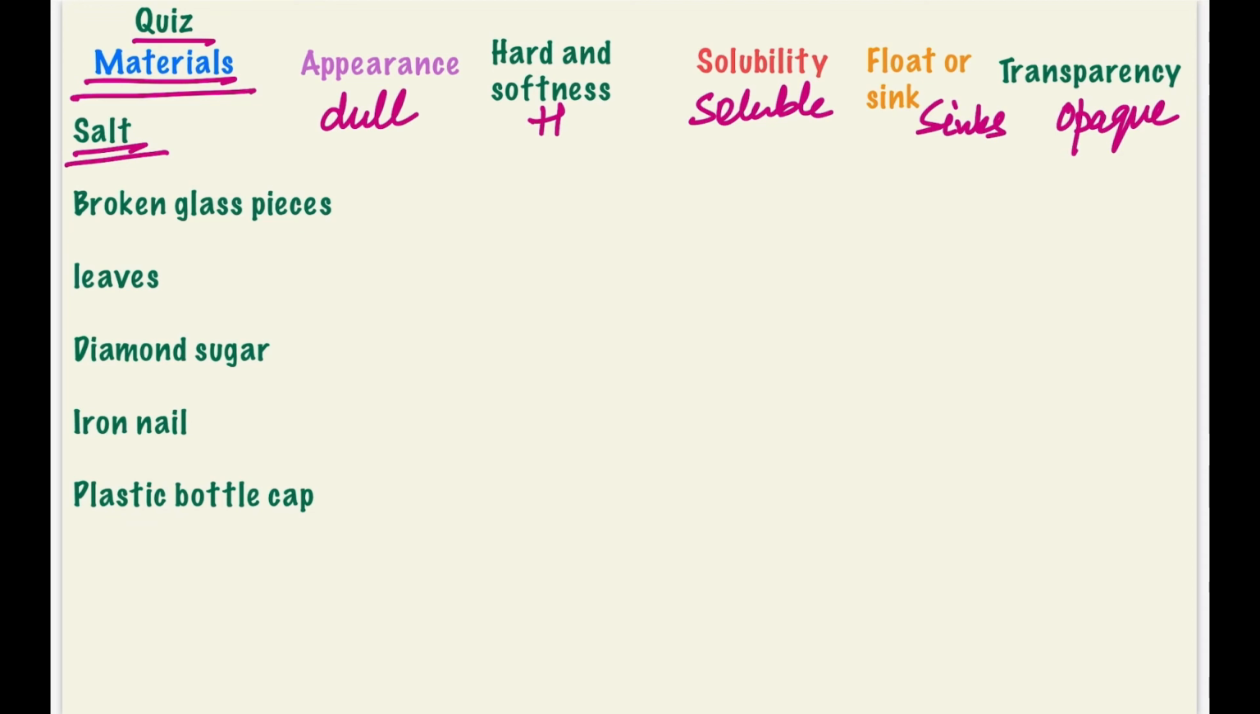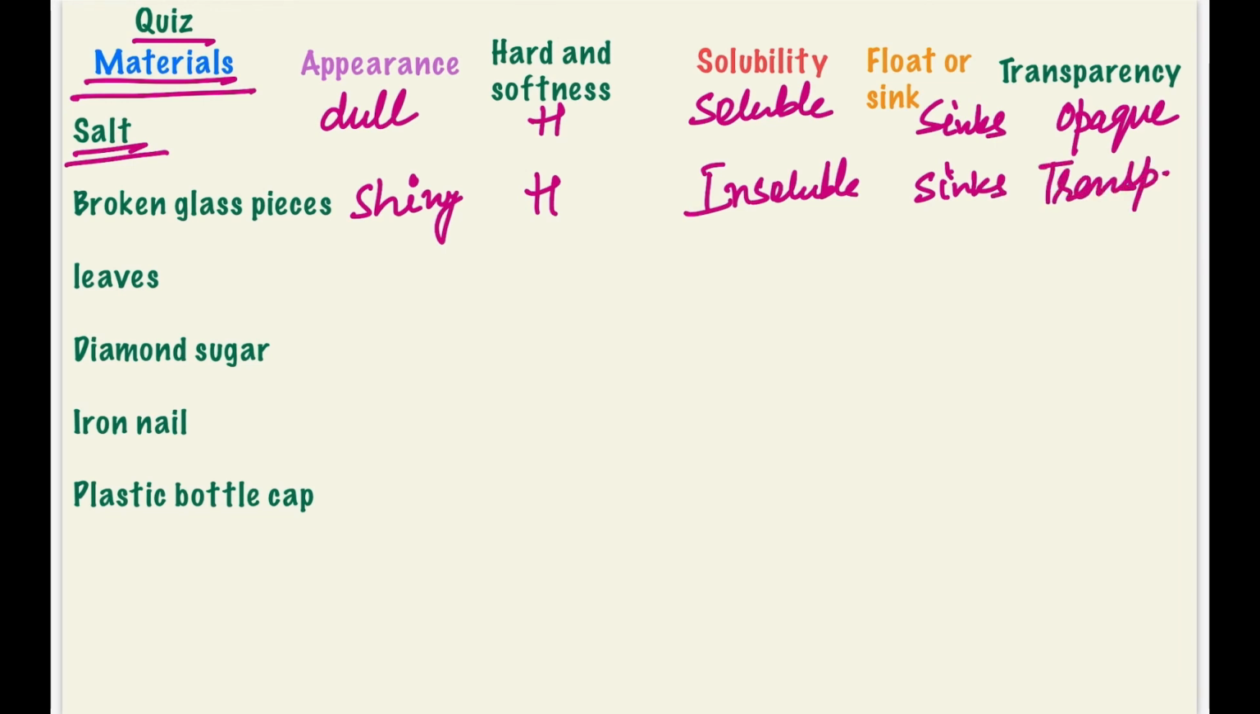Broken glass piece, it's shiny. Normally glass has some luster, so it's a shiny one. Now hard and soft, again hard. Soluble, no, we cannot dissolve it, so it's an insoluble material. Float or sink, it again sinks in water. Transparency, yes, glass is transparent.